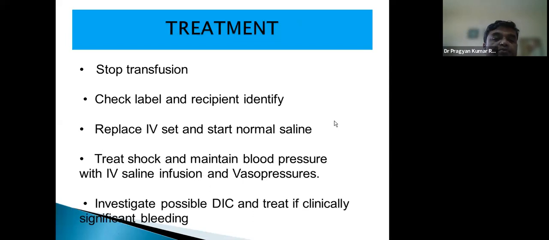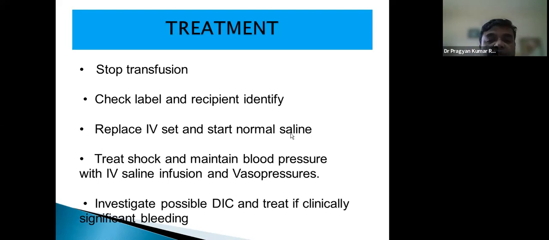Treatment: stop the transfusion. Check the label, as I told you, replace the IV set and start normal saline. As we saw, only 1 or 2 cc of RBC can cause this. If you start normal saline through the same IV line, another 1 or 2 ml of blood will enter the bloodstream. So the IV set and IV line have to be changed immediately, because that IV cannula can contain some amount of blood that can further cause reaction if you flush normal saline through it.